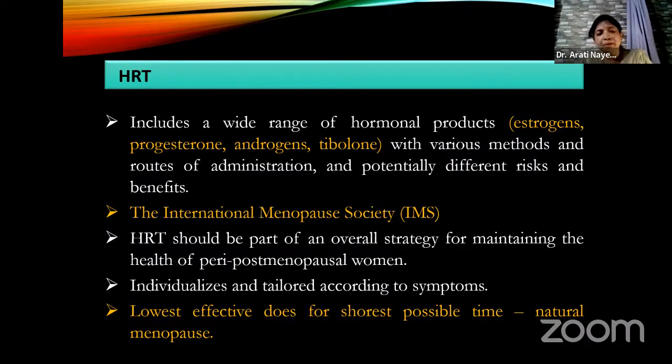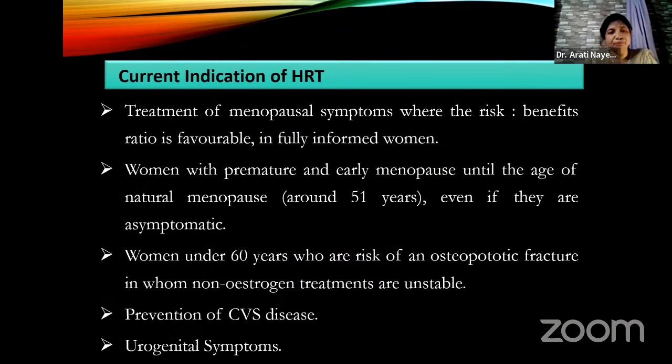According to the International Menopause Society, HRT should be a part of an overall strategy for maintaining the health of perimenopausal women. The dose must be individualized and tailored according to symptoms. We must use the lowest effective dose for the shortest possible time. The current indication of HRT is for treatment of menopausal symptoms, where the risk-benefit ratio is favorable, and that must be fully informed to the woman.